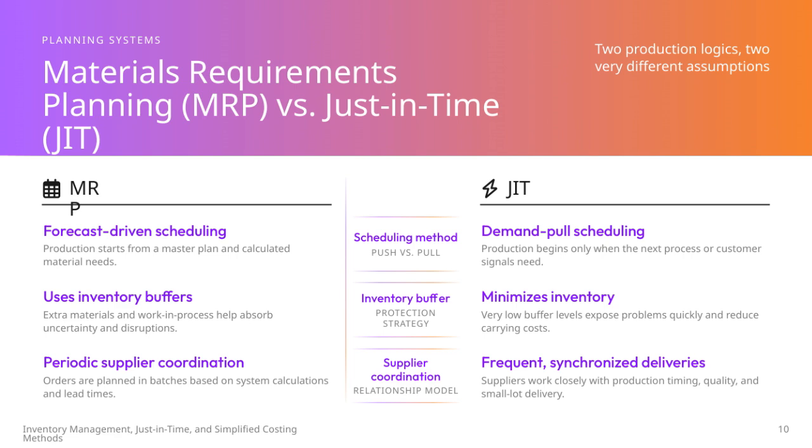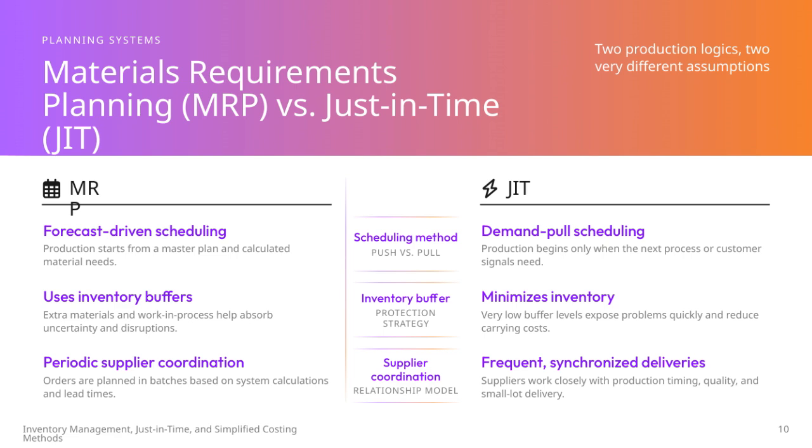On the other hand, JIT follows a demand-pull scheduling approach. Production only begins when the next process or the customer signals a need, which means it's more responsive and just in time to actual demand. One key difference is how they handle inventory. MRP uses inventory buffers, extra materials and work in process to absorb uncertainties and protect against disruptions. This acts as a protection strategy by maintaining higher inventory levels.